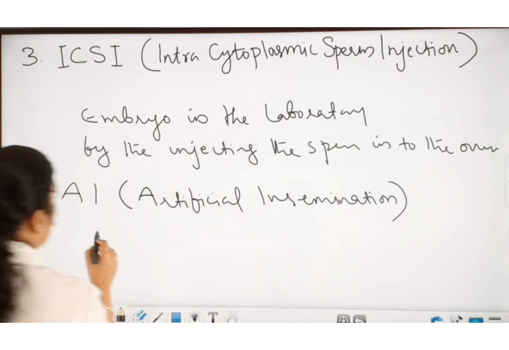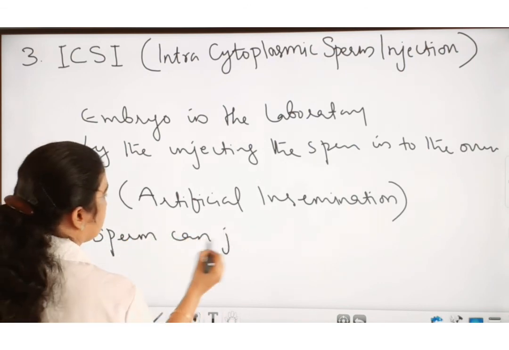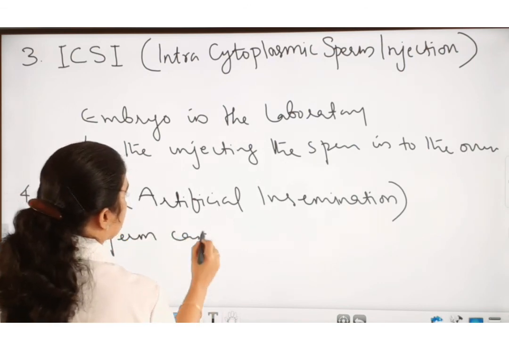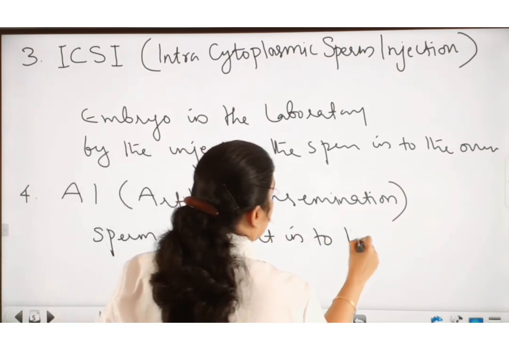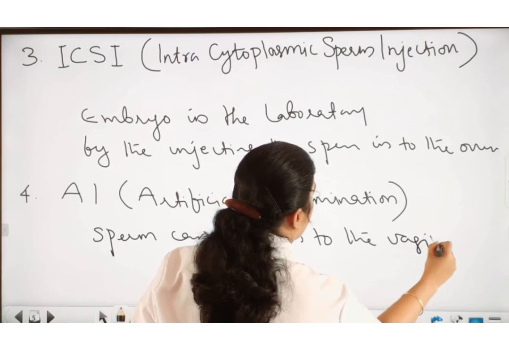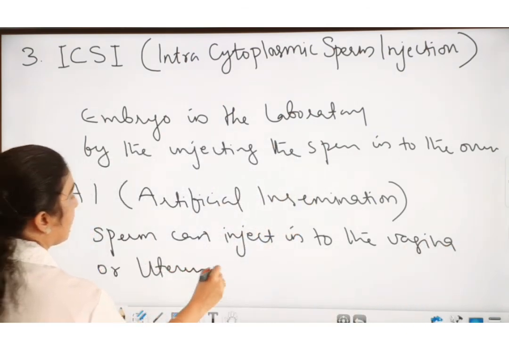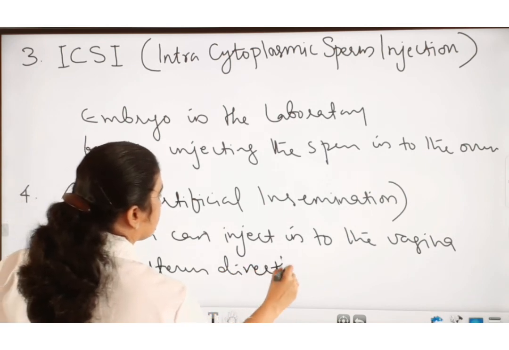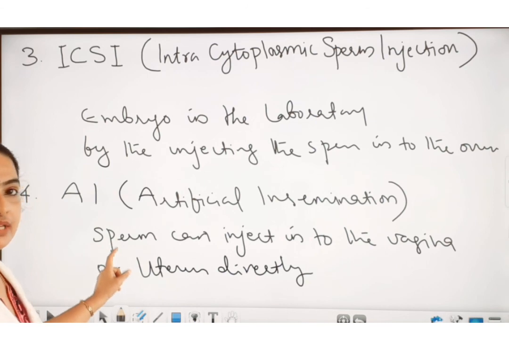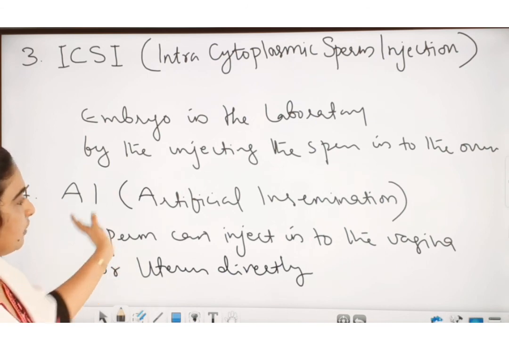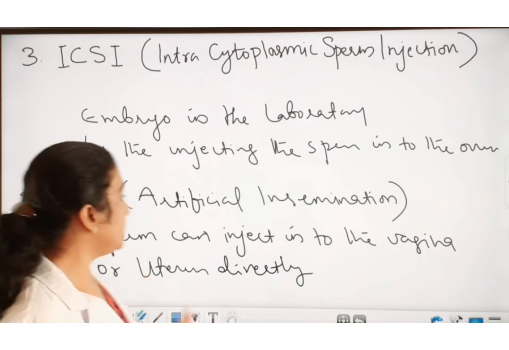So here the sperm can be injected into the vagina or uterus directly. First, sperm need to be collected from the husband or from the healthy donor. Then the sperm can be directly injected into the vagina or uterus.